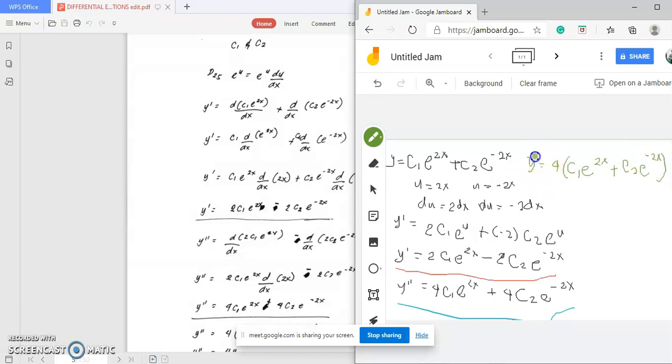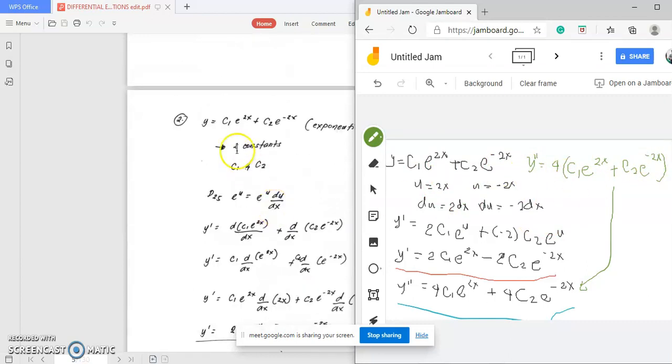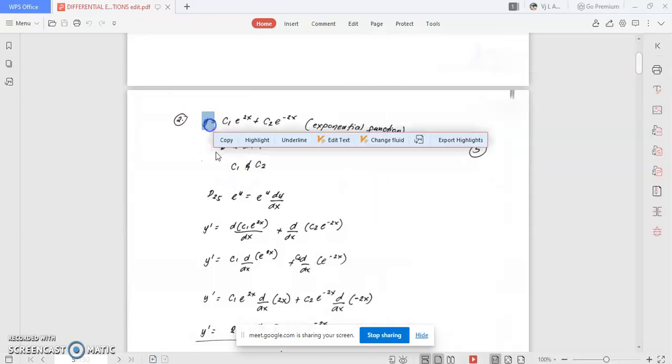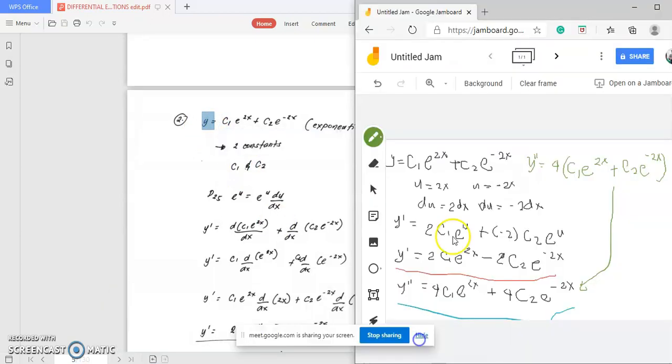So y double prime, if you could see, this one is just equal to this one. We just combine those common terms, which is 4. So they are still the same. But by doing this, we could say that this c sub 1 e to the power of 2x plus c sub 2 e to the power of negative 2x is our given y. Right? That is the given.